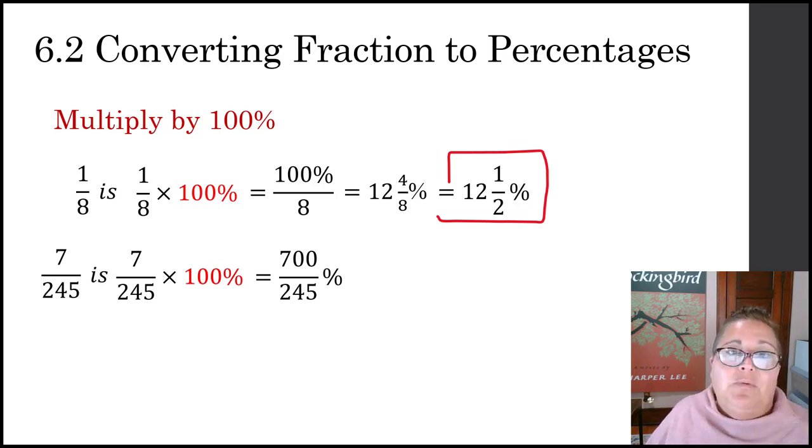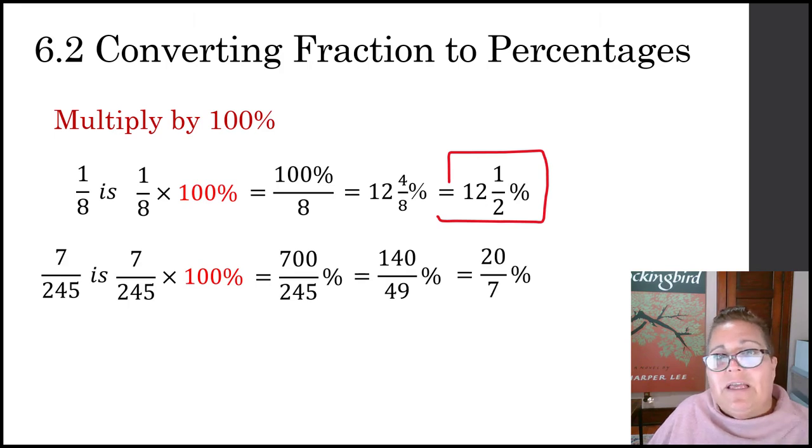I need to recognize at this point that I can simplify it. Both the 700 and the 245 are divisible by 5, so that's going to give me a 140 over 49 as a percent. At this point, I know that 49 is 7 times 7, and 7 will also go into 140. So I'm going to reduce both of these by 7 again. And when I do that, I see I have 20 over 7. This is my improper fraction. I want to convert it to a mixed number percent. So 7 goes into 20 2 times with a remainder of 6. So this becomes 2 6/7%.